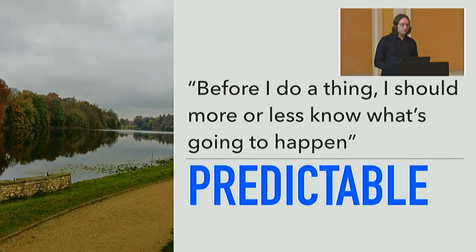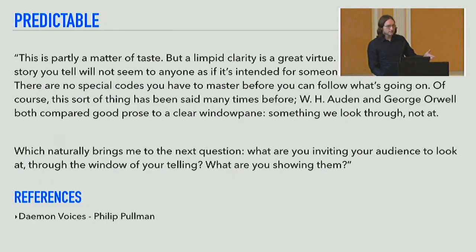So first up, let's talk about predictability. Before I do a thing, I should more or less know what's going to happen. We're really talking about usability here. If you imagine that you are a designer working on an interface, you're trying to make it really easy to use. And you're doing the same thing when you're coding. Every line of code is a user interface. So you need to think about your audience and cater to them.